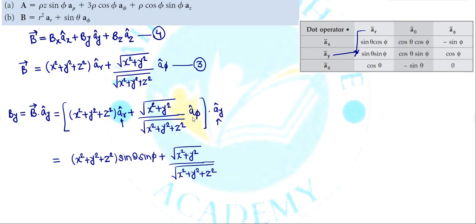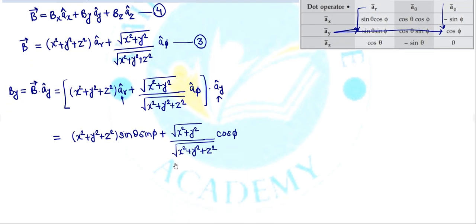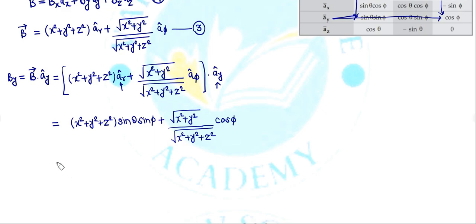Now we have the dot product in between that a phi and ay. So dot product in between this ay over here, and then we have a phi. So dot product in between ay and a phi is what? We have that to be the cos of phi. Now we are going to put the values of that sin theta, sin phi and cos phi in order to get our answer. So what is left? So we have this very first bracket, which is as it is, x square plus y square plus z square. Sin theta. So we have that sin theta to be what?